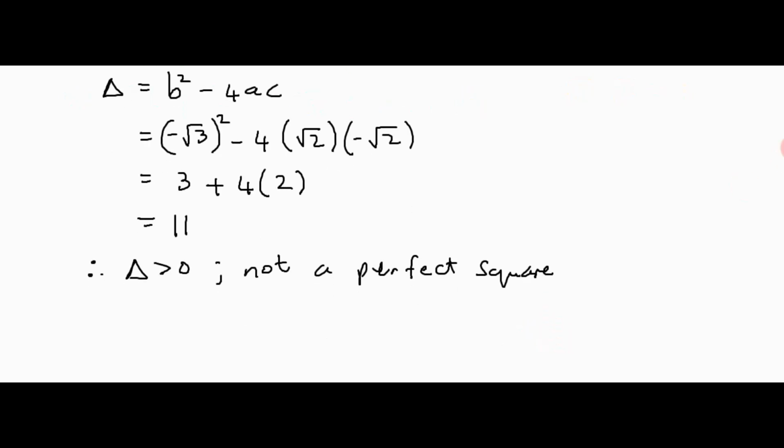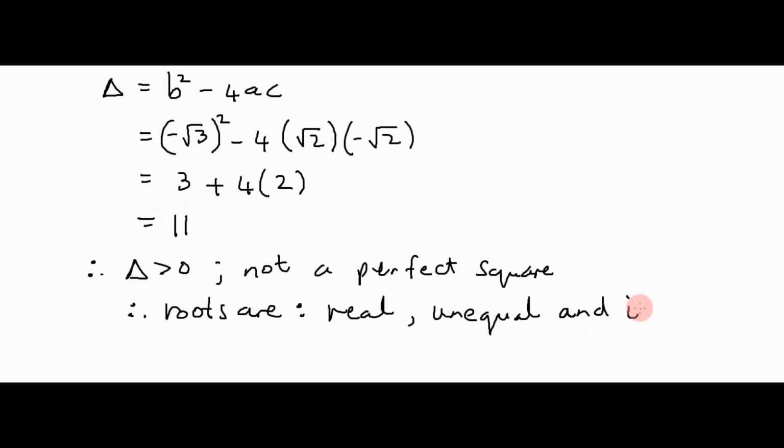Now we can write down the nature of the roots. So the roots are, firstly, they're real, since delta is greater than 0, 11 being greater than 0. So the roots are real. Also, they will be unequal because delta isn't equal to 0. So unequal. And delta is also not a perfect square, so the roots will be irrational. So then the roots are real, unequal, and irrational.